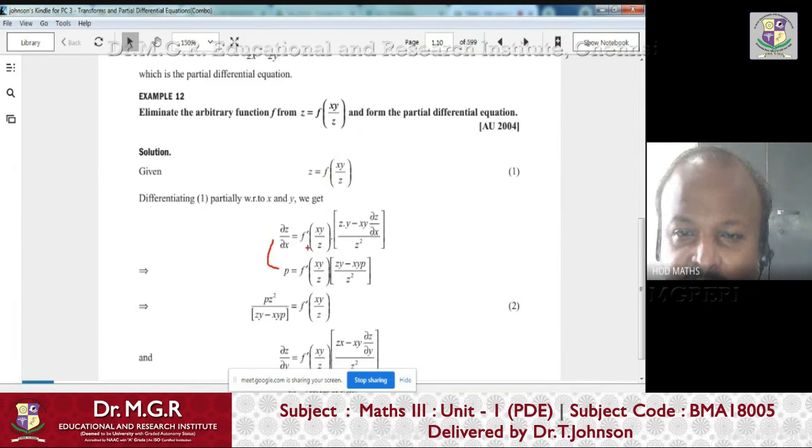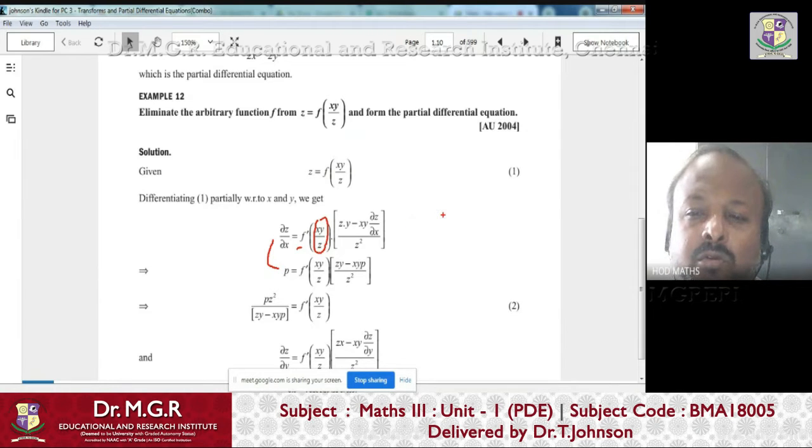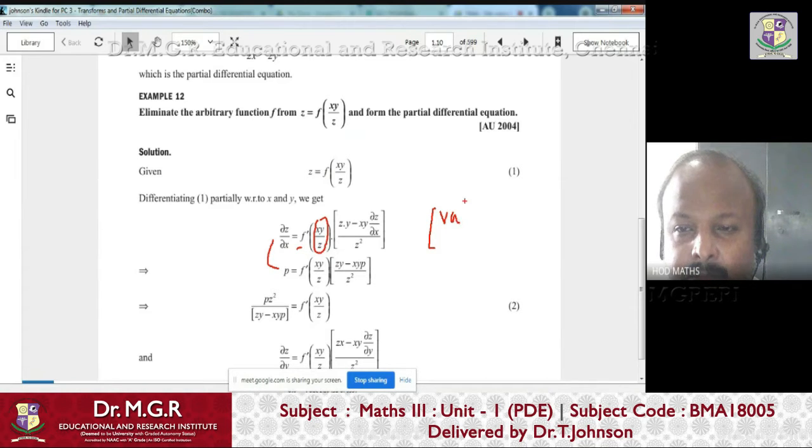Differentiation of f is f dash, and whatever is inside this thing, you have to differentiate. But now x is a function of x and z is also a function of x. So the numerator is also a function of x and the denominator is also a function of x. So you have to use the U by V rule. So what is the U by V rule? U by V rule is V U dash minus U V dash divided by V square.